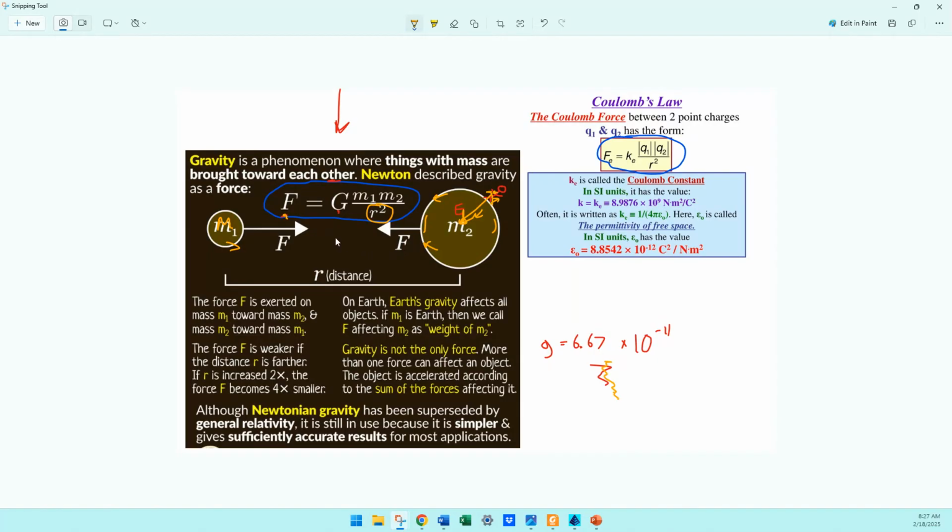Now, I did promise you the world's best pickup line. And so here we go. You ready for this? All right. The world's best pickup line. Did you know that according to Newton's law of universal gravitation, you are attracted to me? There you have it.